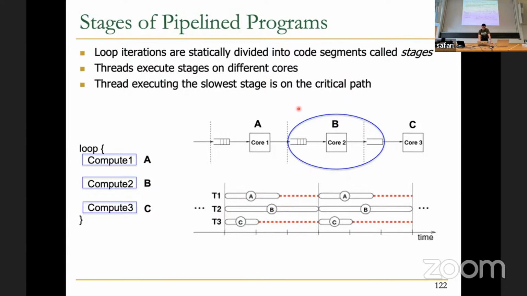Basically, the thread that executes the slowest stage is on the critical path, and that causes some idle time in the other threads. In this case, B is the slowest one, and then A and C are struggling. Well, they're not doing anything useful rather than struggling. The key idea is basically if you could reduce this time spent, you could improve performance or utilization at the very least. You're making better use of your cores. Now, how can you do that?